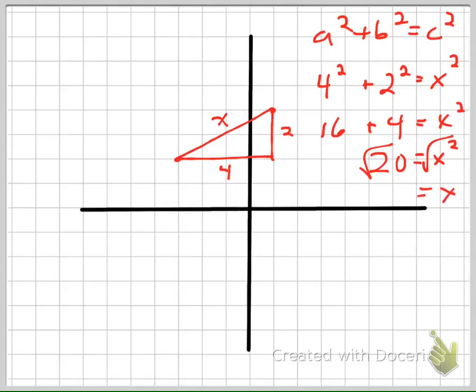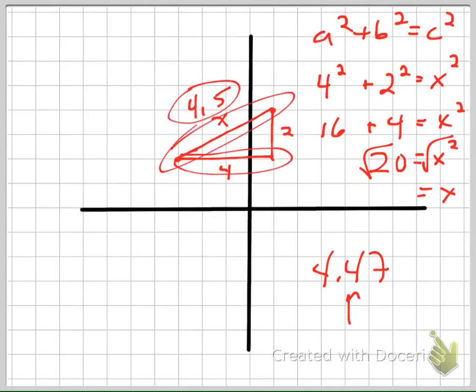Or you could say, what's that close to? It's in between what 2 numbers? 4 and 5, right? If I said round to the nearest tenth, what is the square root of 20? It's 4.47, so you round to the nearest tenth, it would be 4.5. 4.5 is the distance. That should make some sense, because if this is 4, then the hypotenuse should be a little bit longer than the longest leg. Makes sense? So that's the basic concept there.